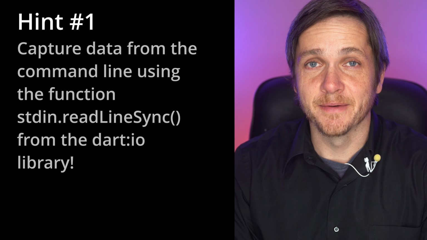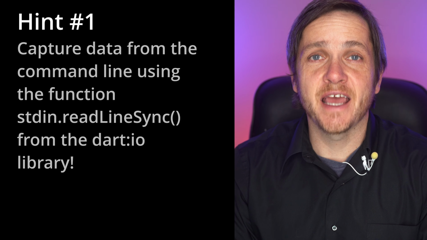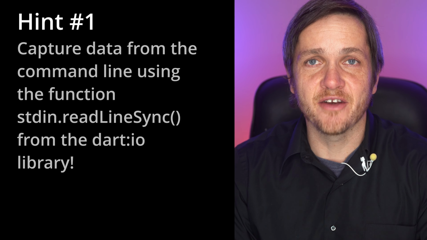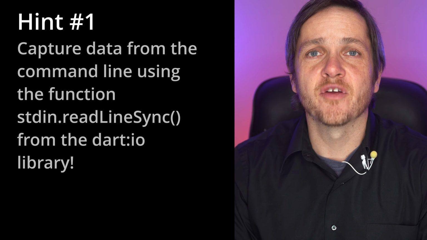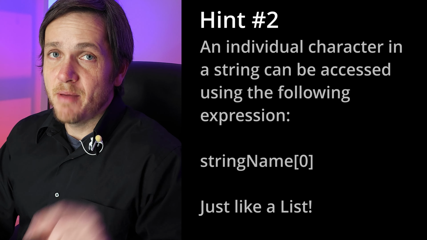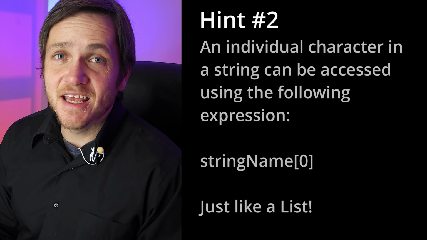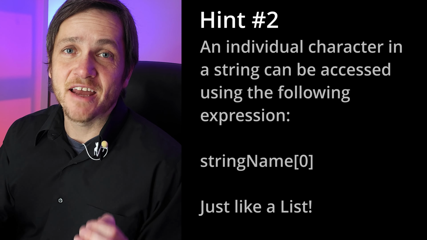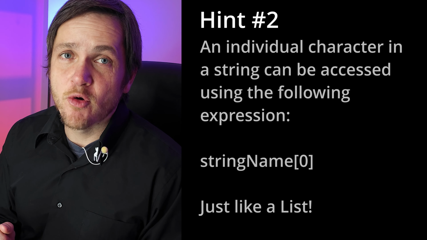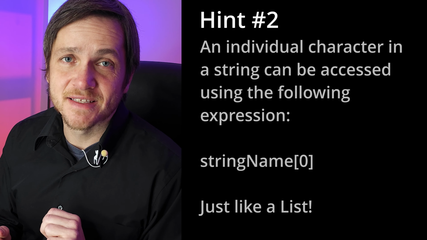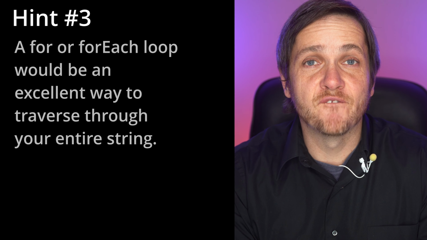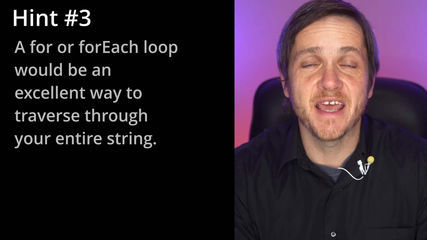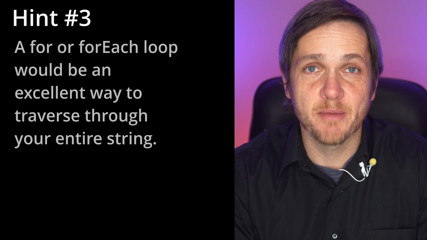Hint number 1. You can get data from the command line using the function stdin.readLineSync from the Dart IO library. Remember, you can access any individual character in a string by accessing the string name and then inside of brackets a number. Number 0 would be the first character, number 1 would be the second character, etc. You can make a for or for each loop that traverses through every character in your string, and you can take a different action depending on what type of character that is.